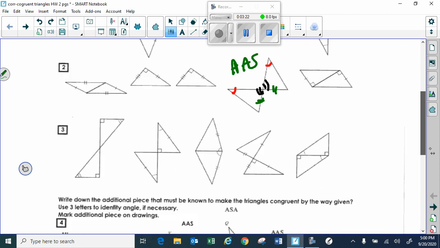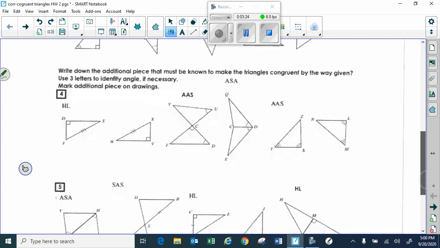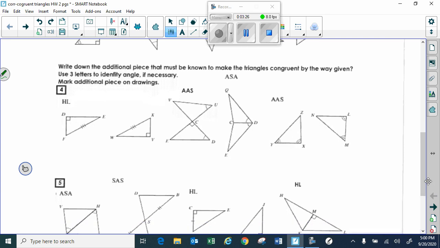All right, let's go ahead and move down to the bottom part. It says write down the additional piece that must be known to make the triangles congruent by the way given. Okay, we'll pick another one. We'll do this first one. Remember, HL stands for hypotenuse leg. You only have a hypotenuse and a leg in a right triangle, which you can see both these are right triangles. And of course, that means the hypotenuse of both of them have to be congruent, and then one of the legs must be congruent.